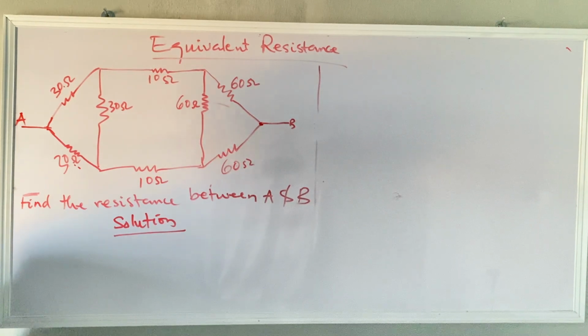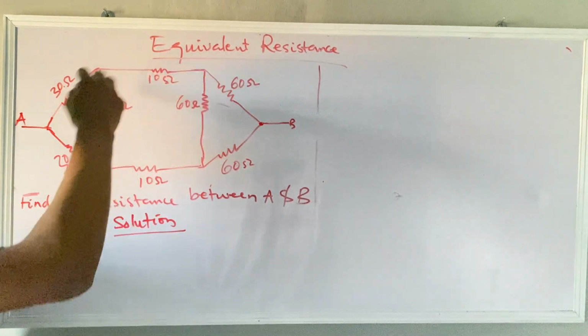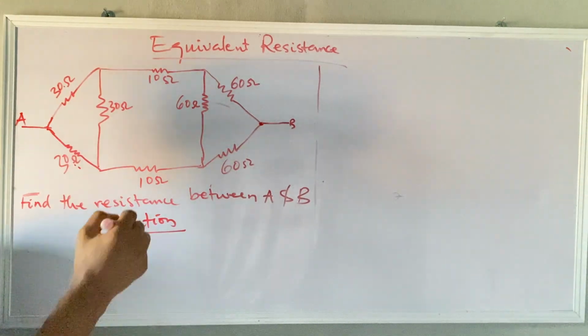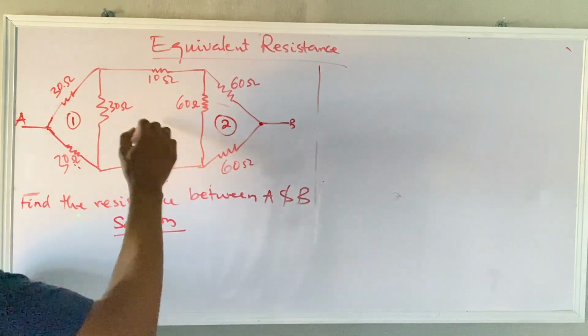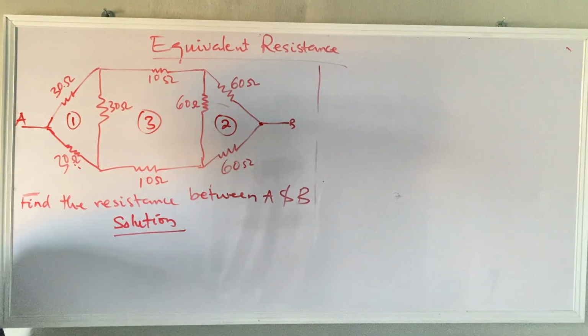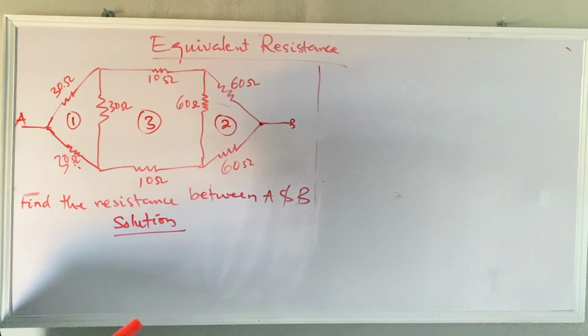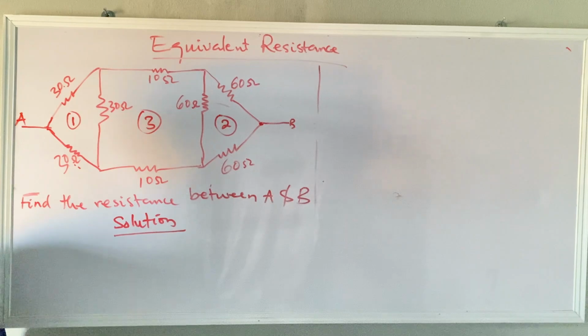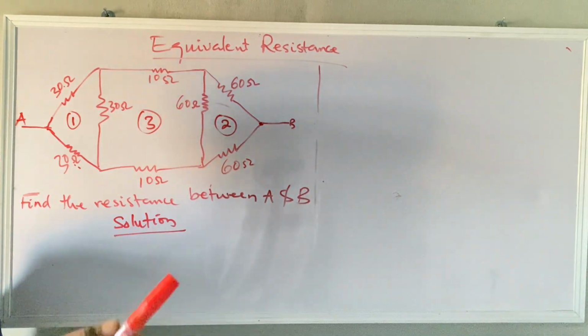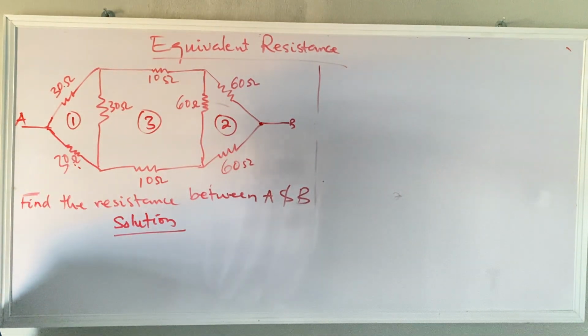Okay, so I can break this circuit down into 3 loops. I can call this loop 1, can call this loop 2, and I can call this loop 3. We treated series parallel resistance in our previous video. So if you've not watched that video, please go back and take a look at it before you come back to continue from this point, because I'm going to be using the formula that I explained in that video.